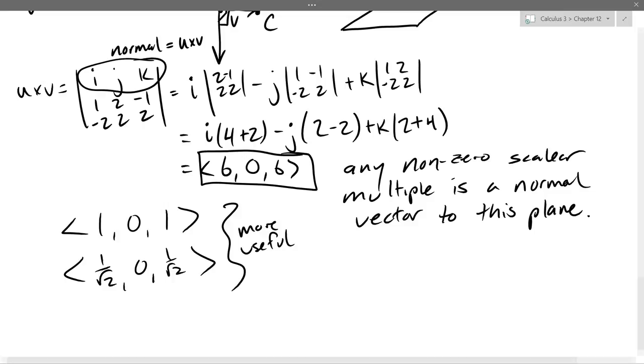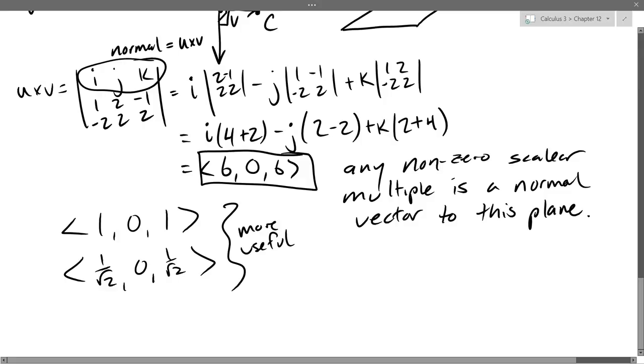To make grading easy, I probably would ask for any of the two unit normal vectors. So that narrows it down to plus or minus the unit vector I wrote there. So I won't be looking at so many answers.